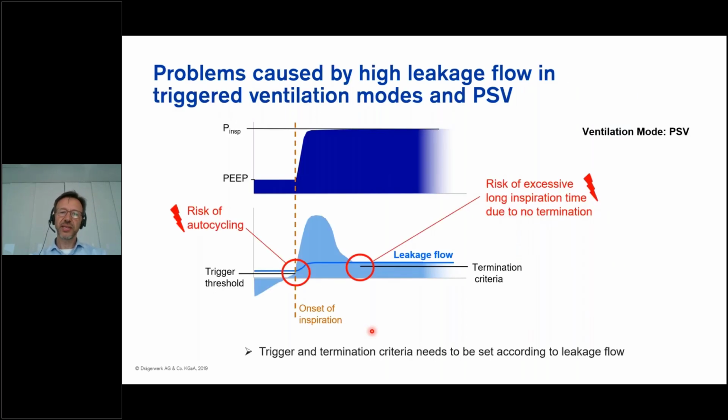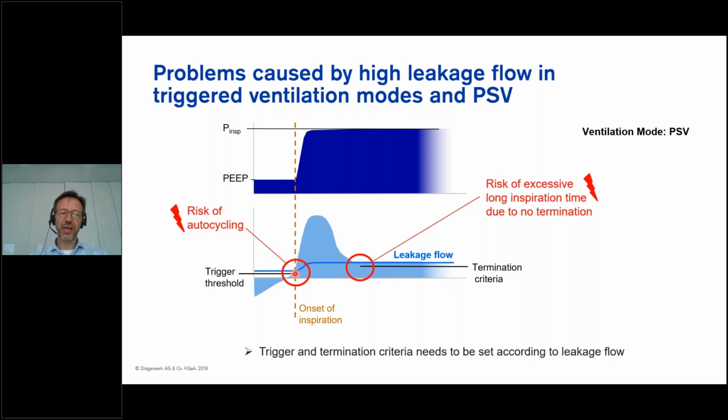So we can see this here. This shows these typical sensitive points. Let's have a look here. This is the flow curve, and this is the pressure curve at the top. We see a dark black line, which is the trigger threshold. If the flow from the previous expiration goes through the 0 line and hits the trigger threshold, then the next inspiration is cycled.